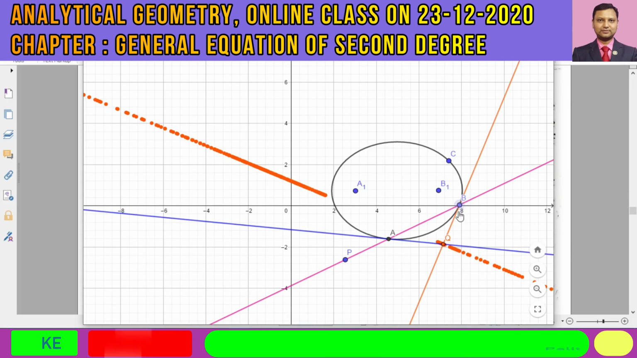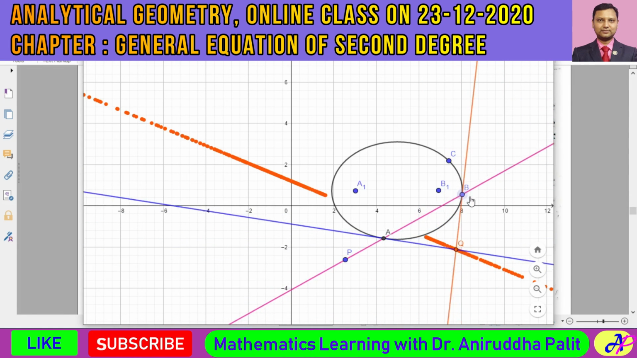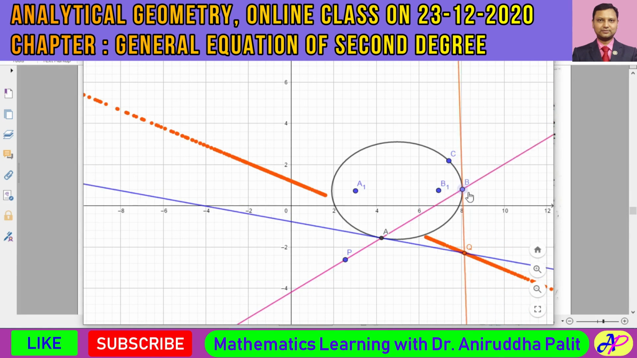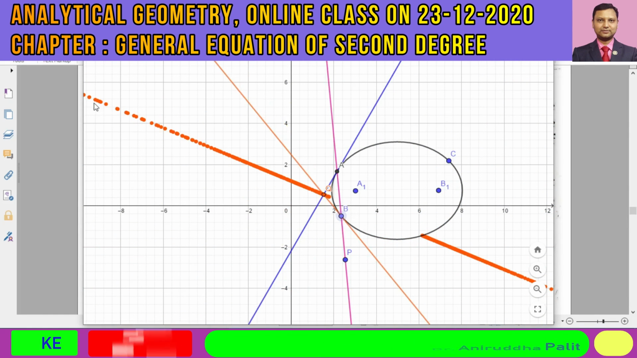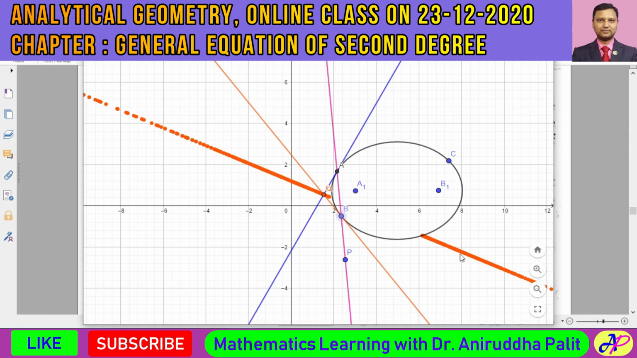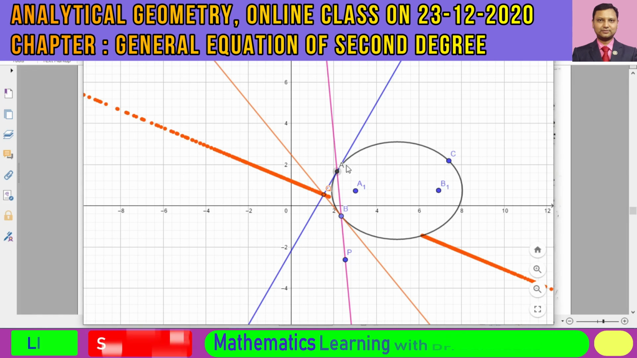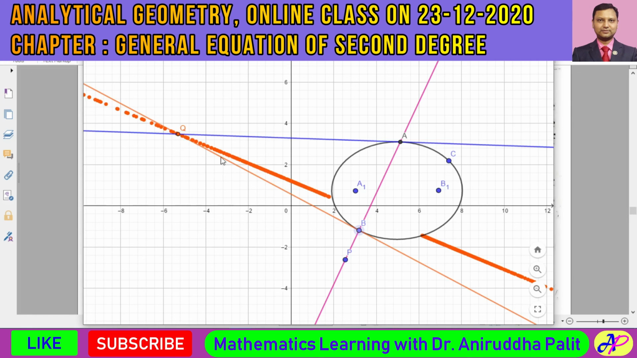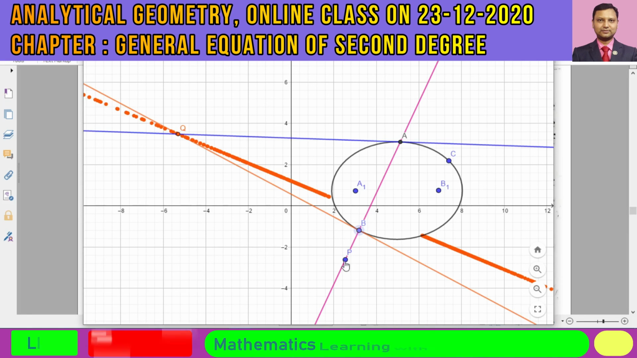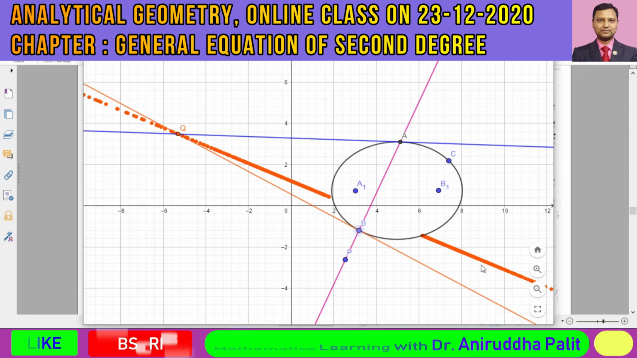If I change the position of B, you will find that the point Q actually describes a straight line, and this straight line is called the polar line. This bold line is called the polar line, or simply the polar. This locus of the point Q is called the polar line, and this fixed point P is called the pole of this polar line.